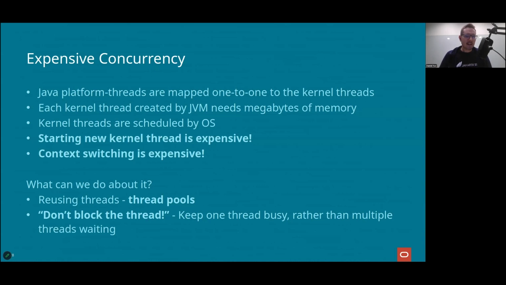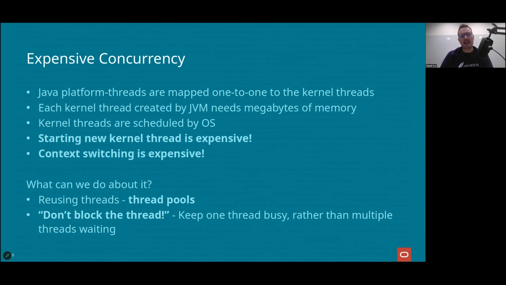But starting a kernel thread is very expensive. It's done by an actual system call. Every kernel thread created by the JVM needs megabytes of memory. Again, Ondro already showed that in his talk, so it's really cool. We can kind of explain it together. And the context switching is expensive, and it gets even more expensive with more threads already started. The more threads you start, the more expensive is the bookkeeping of all that context switching.